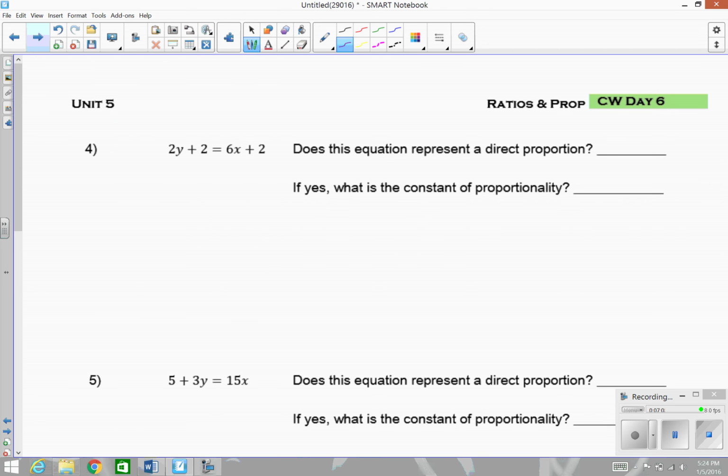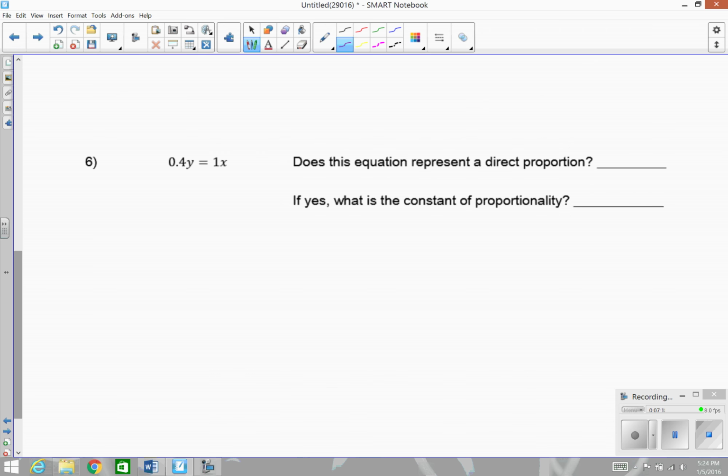On the next 2 pages, you have some more practice, and these are the ones I'm going to be checking tomorrow when I walk around to collect homework. The only thing I want to note is that number 6 is a typo. It's a repeat. I forgot to change it. So rather than solving that, I'm going to ask that we do 0.2y equals 8x. So a similar problem, but just something a little different.